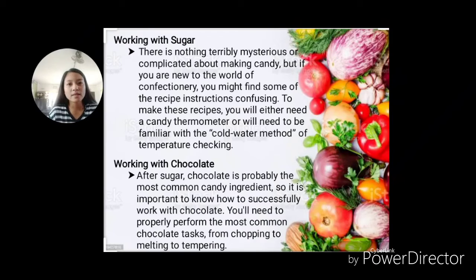Working with chocolate. After sugar, chocolate is probably the most common candy ingredient, so it is important to know how to successfully work with chocolate. You'll need to properly perform the most common chocolate tasks, from chopping to melting to tempering.